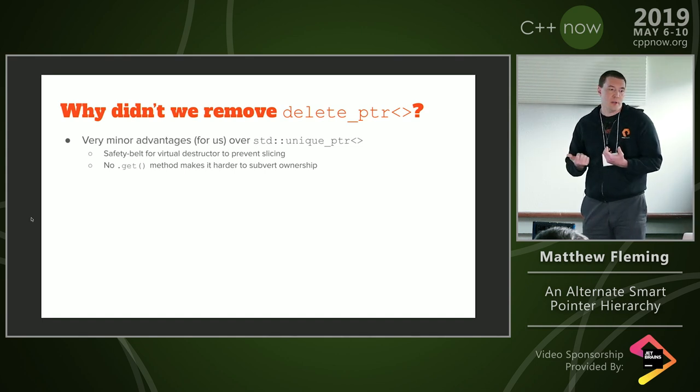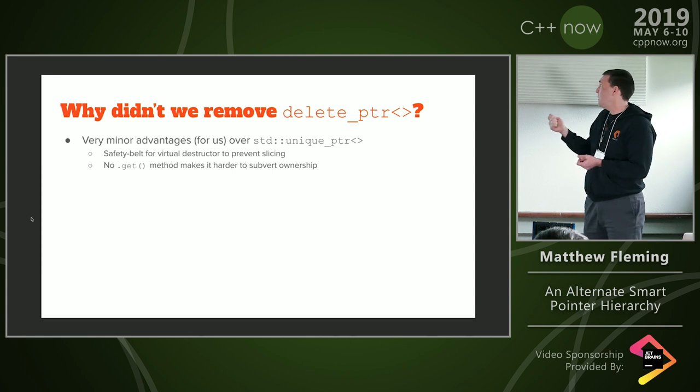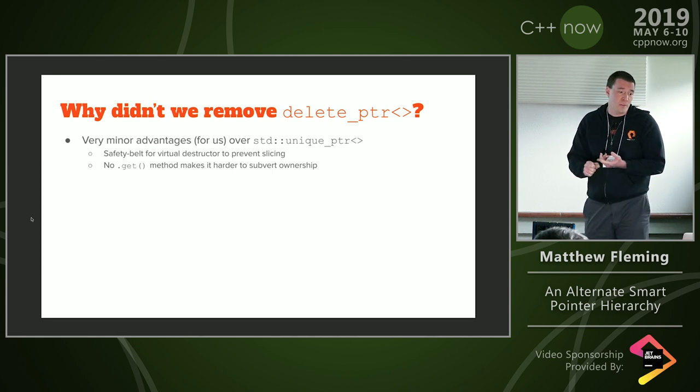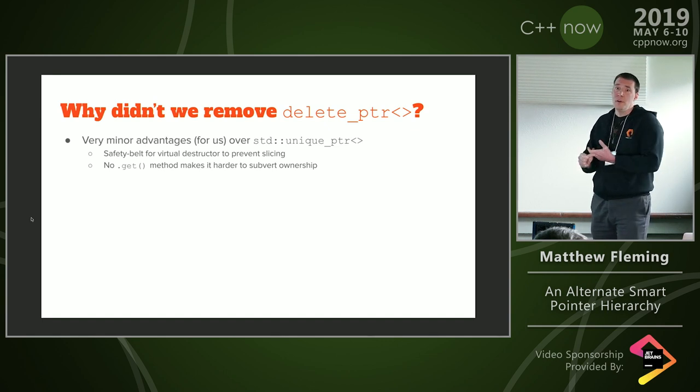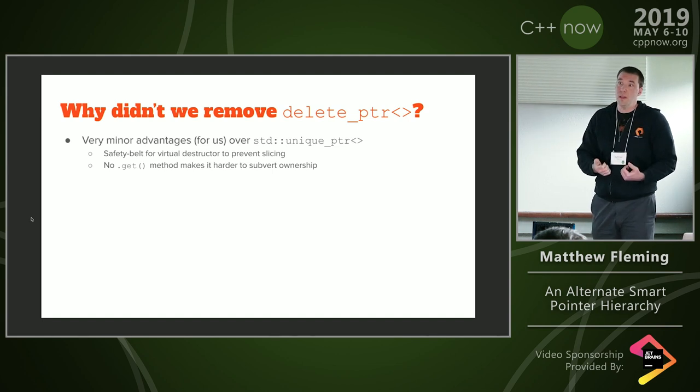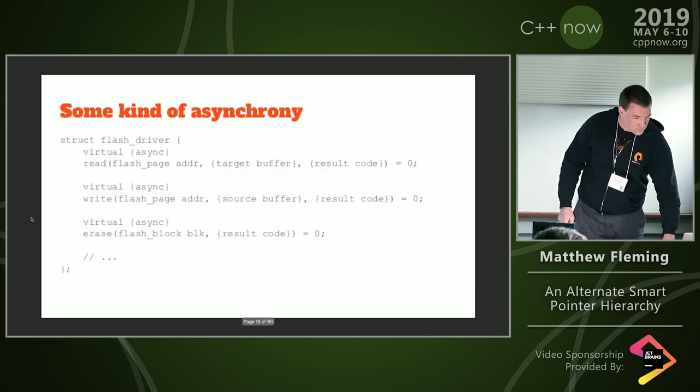So once we move to a C++11 compiler, why don't we remove delete putter? The short answer is I've got extremely minor advantages by making it myself. I've got safety belts on virtual destructors. And I can remove a .get method, because .get gives me back a raw pointer. And I really don't want to make it easy to get a raw pointer to something that someone else has ownership over, because that makes it really, really easy to create lifetime issues.